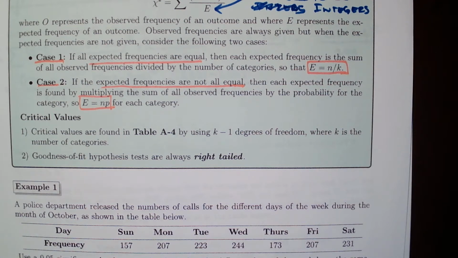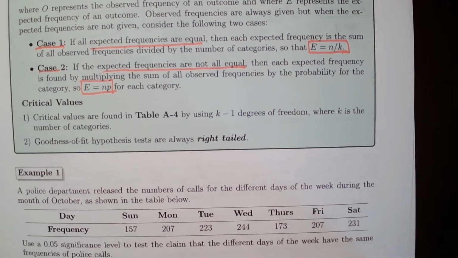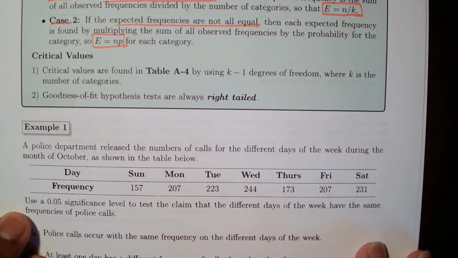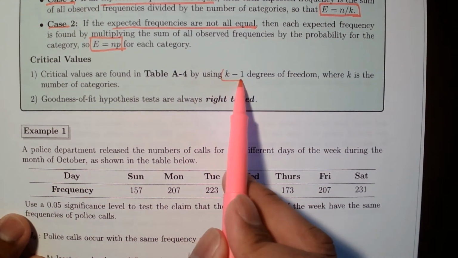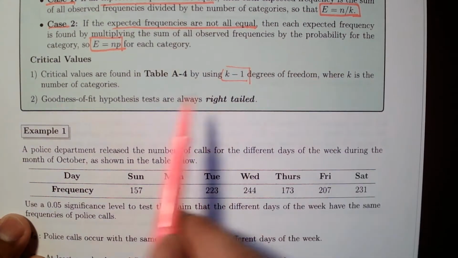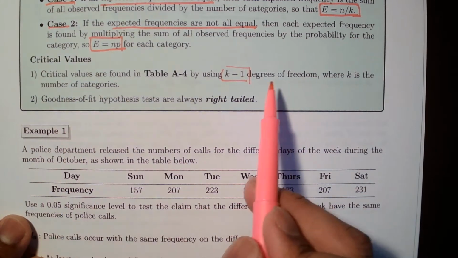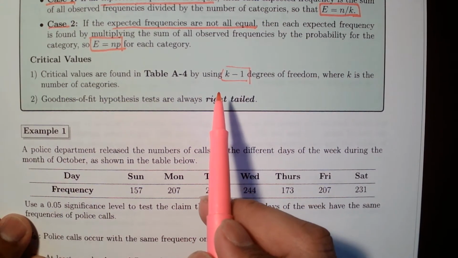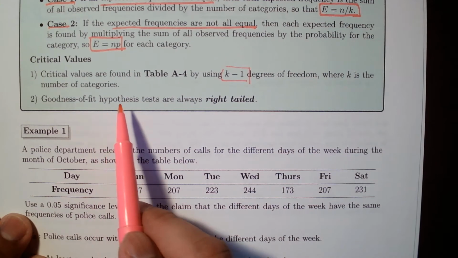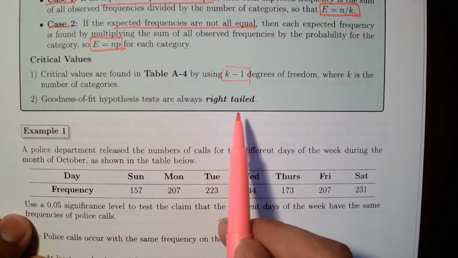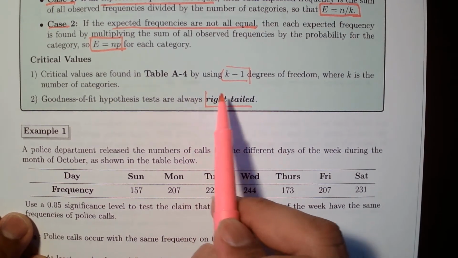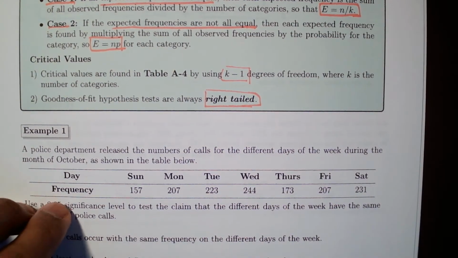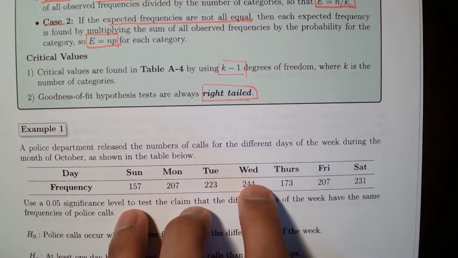All right. Before doing the example, critical values come from table A4 using k minus 1 degrees of freedom, where k is the number of categories. And for the hypothesis test, in this case, you don't need to worry about left-tailed or two-tailed. The nice and really easy thing about it is that this is always right-tailed.